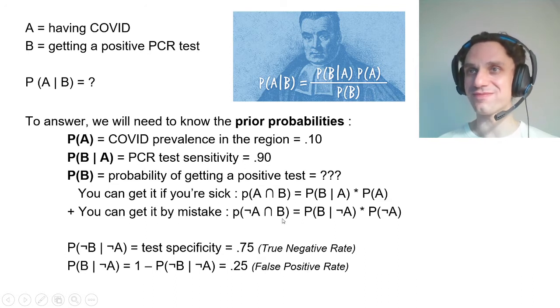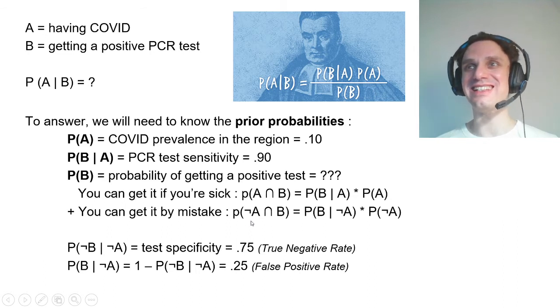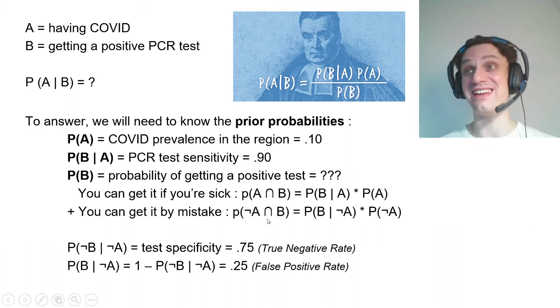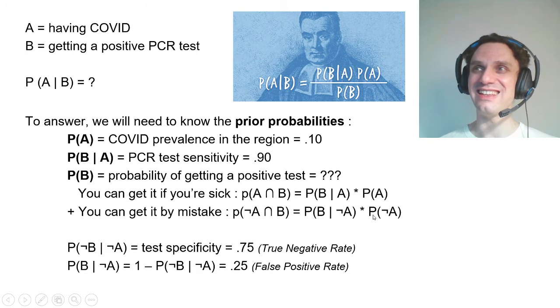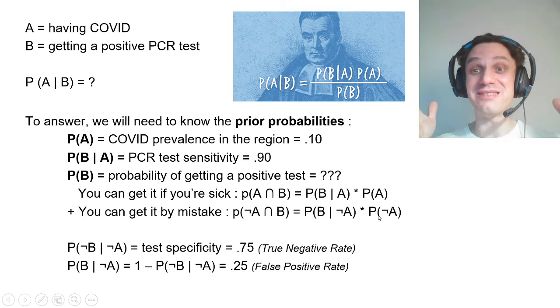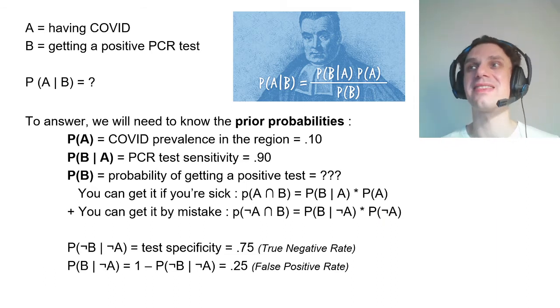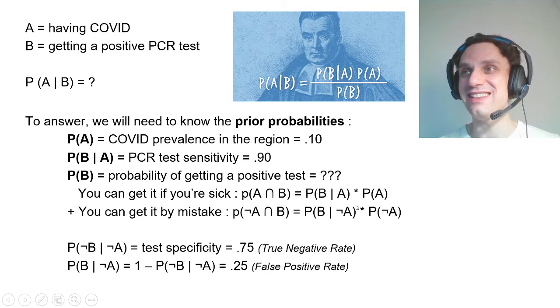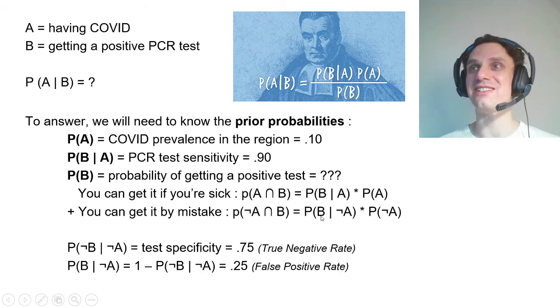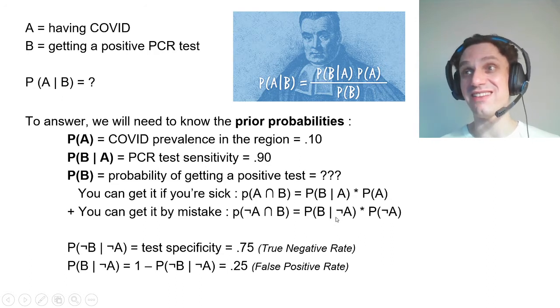The second part, the probability of getting a positive test and not having COVID. This is slightly more tricky. Well, the probability of not having COVID is 1 minus the probability of having COVID, 1 minus 0.10, because having COVID and not having COVID are two incompatible events. Together, the probability is 1. And this part is probably the hardest one to come up with. It's the probability of getting a positive PCR test if you don't have COVID, conditioned on not having COVID.